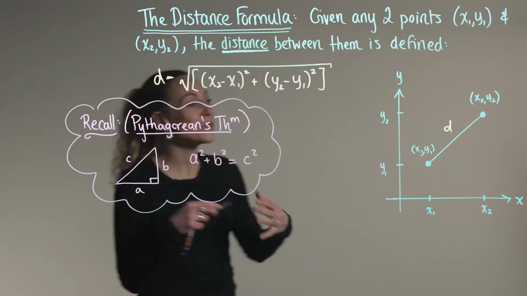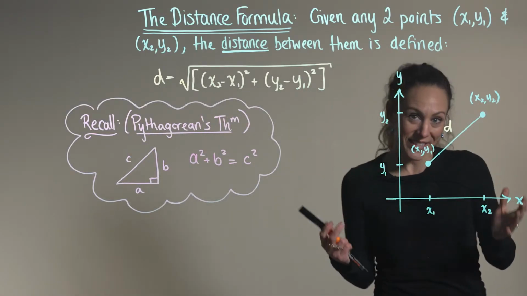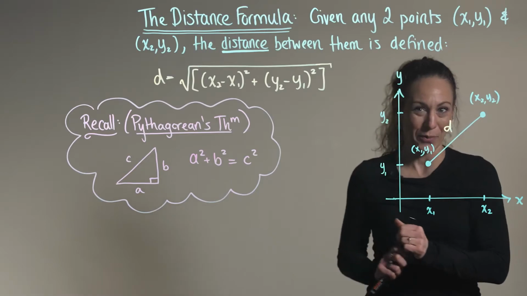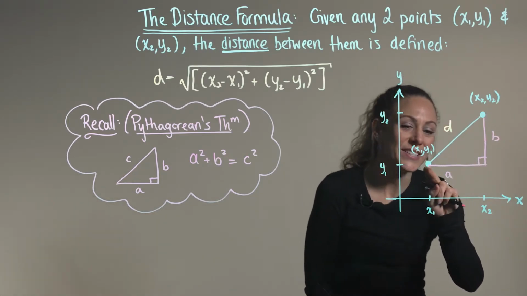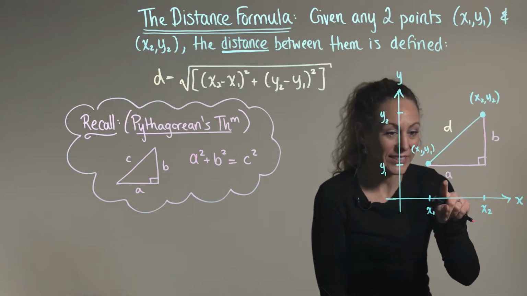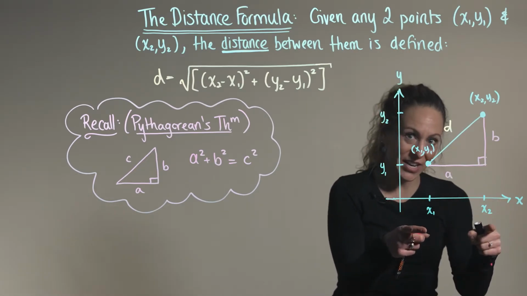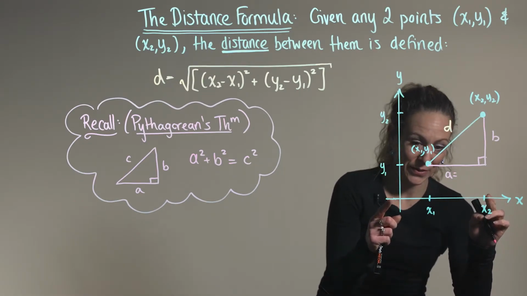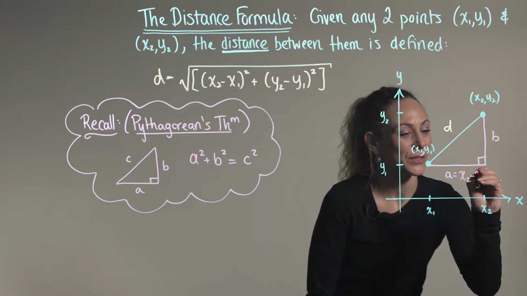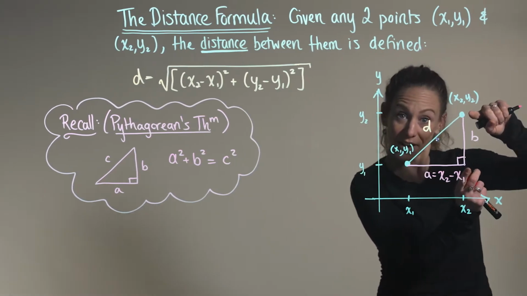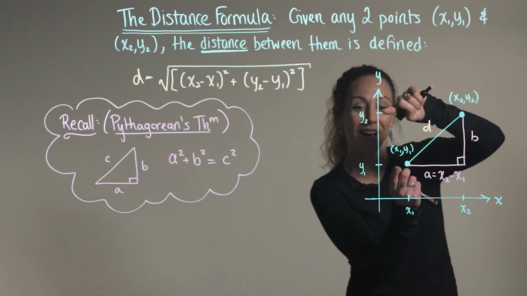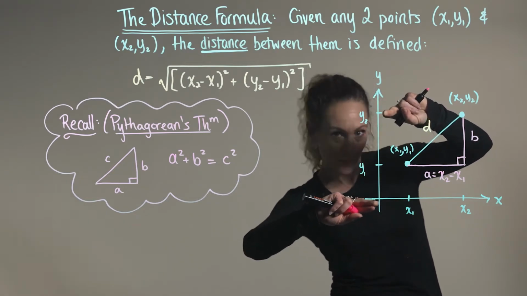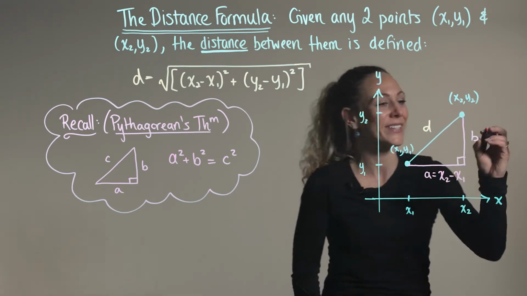So coming over now to our graph, we can set up a right triangle and apply Pythagorean theorem to attain the distance formula. So notice here, the base of our right triangle, length a, is in fact the change in our x values. We can see that a is defined as x sub 2 minus x sub 1. Very similarly, if we think about the height of our right triangle, we can see that the height, b, is in fact the change in the y values. We can see that b is equal to the length, y sub 2 minus y sub 1.